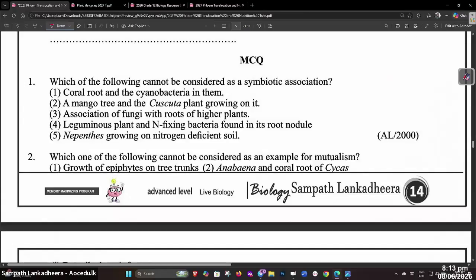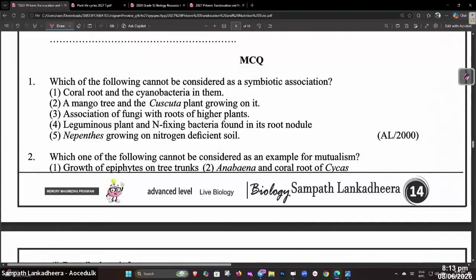Can you tell me the answer? Some of the students tell the answer now. So are coral root and colloid root the same? Yes, coral root and colloid root are both the same. Some of you say that the answer is 5, and congratulations, the answer is 5.